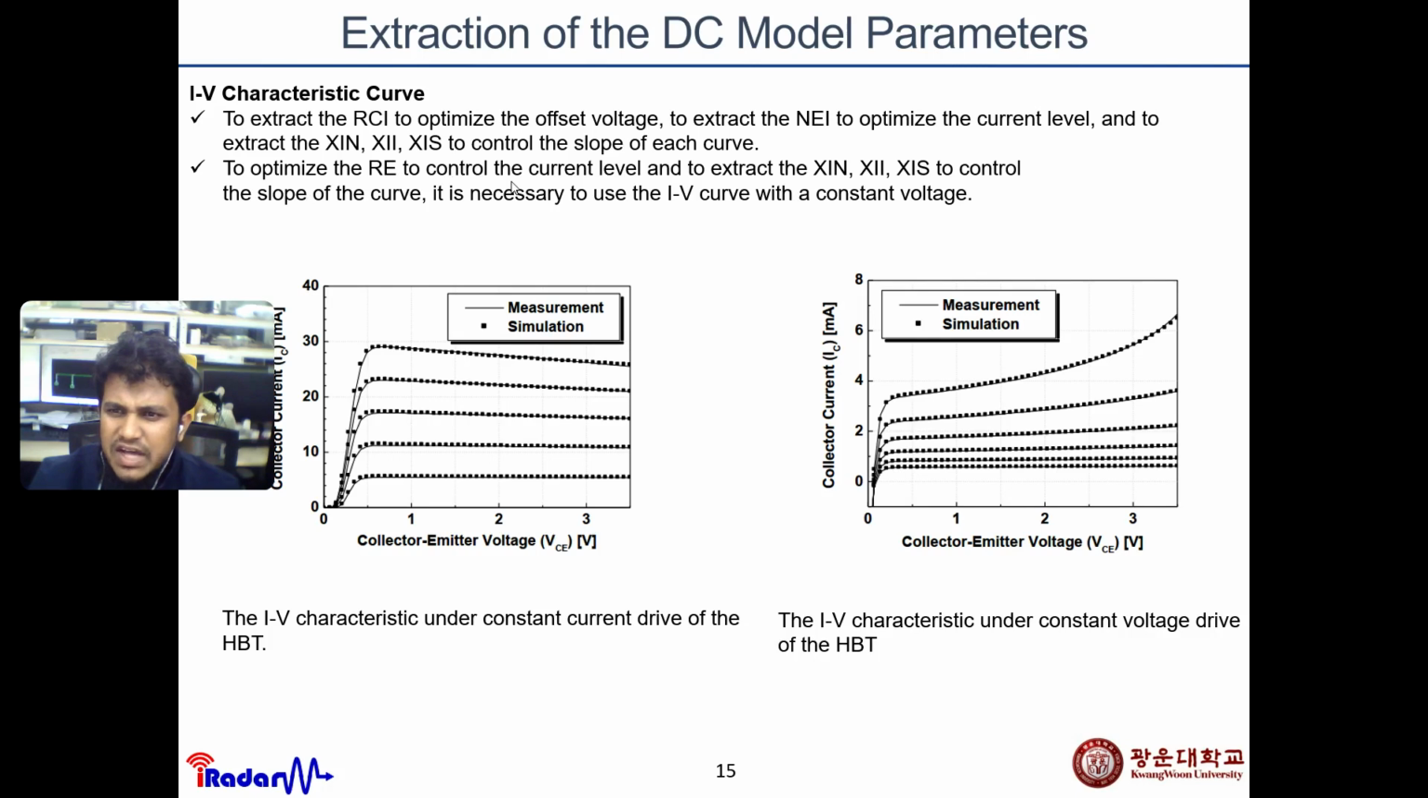To optimize the RE control current and extraction, XIN and XI control the slope of the curve, and it is necessary to use the IV curve with a constant voltage.